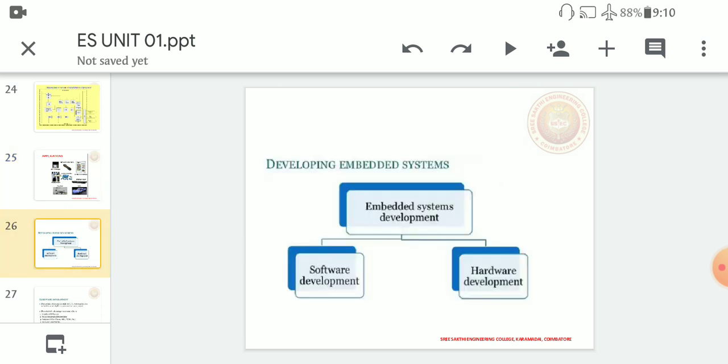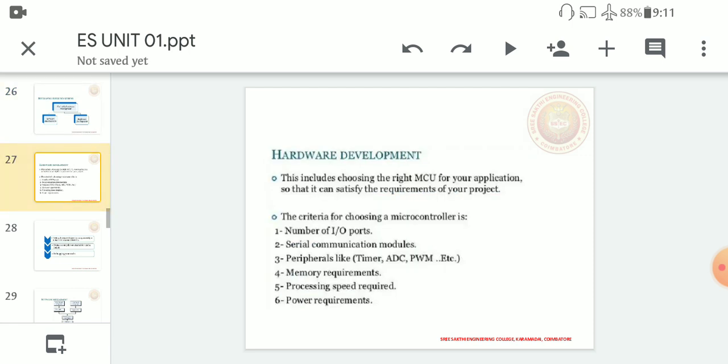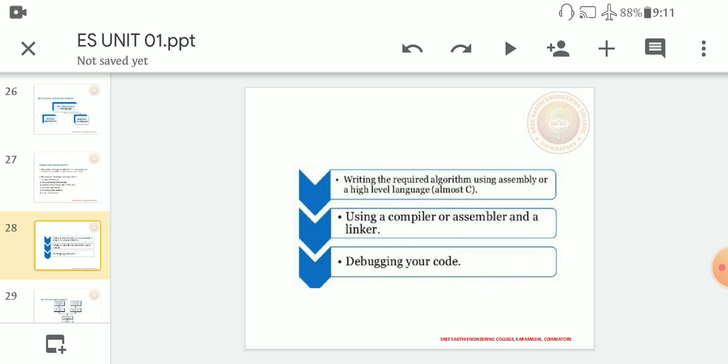An embedded system is designed, or it is split, into two categories: software development and hardware development. So here the hardware development requires some criteria: how many input output ports, serial communication ports, peripheral devices, memory requirements, process speeds and power requirement. So these all come under hardware development. And for the software, we need assembly coding, compiler and debugging.